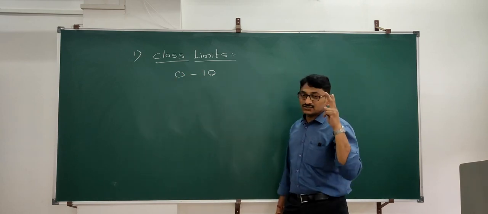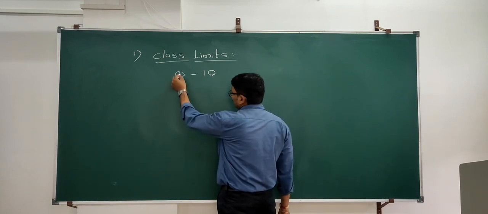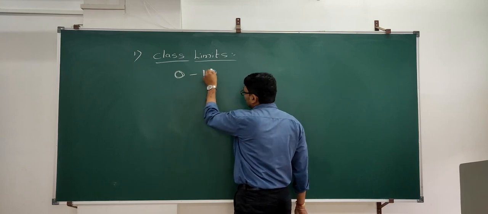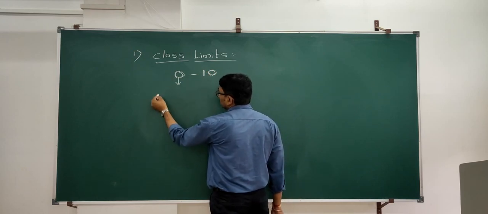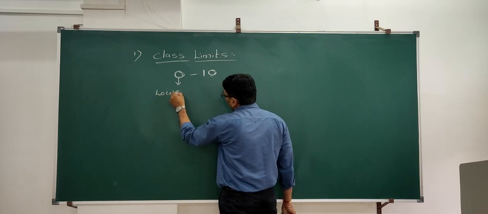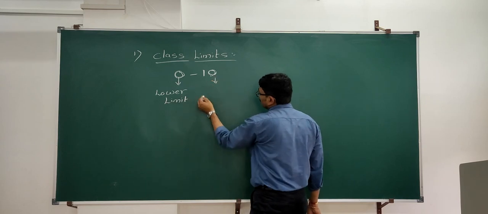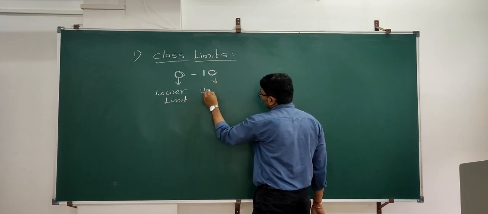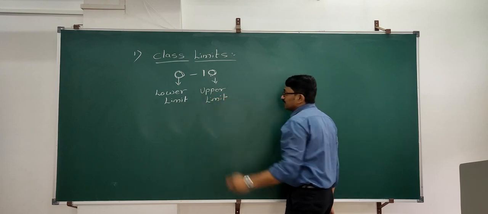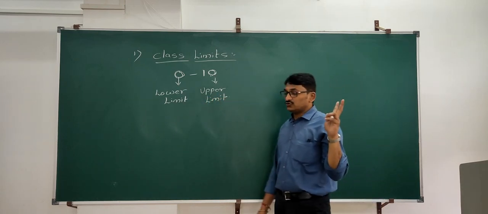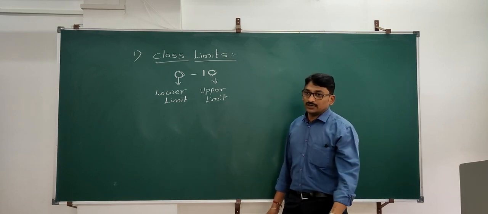So every class has two limits. In this example 0 to 10, the lowest value is 0. This is known as the lower limit. And the highest value is 10, which is known as the upper limit. So every class has two limits: one is the lower limit, another one is the upper limit.